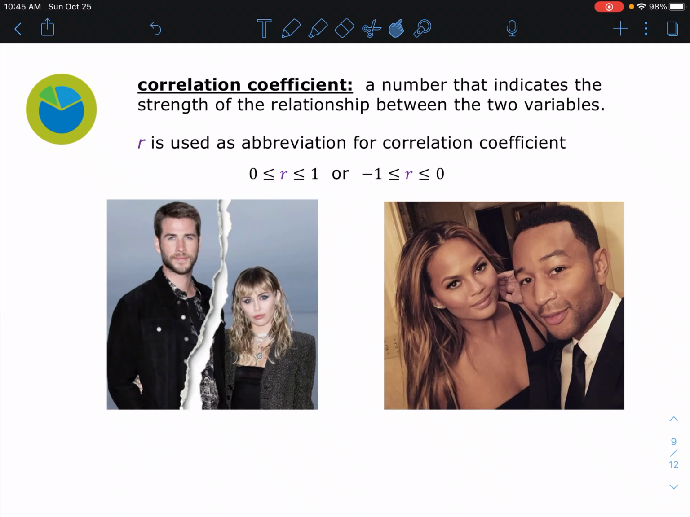So I tried to think of a good way to think about this. Well, I thought of Hollywood relationships, which are pretty challenging and they don't really last that long. So if we look at this one on the left, what do we think the correlation coefficient would be? And then if we look at this relationship on the right, what do we think the correlation coefficient would be, and how strong the relationship is? So we'll pause here and talk about this a little bit.